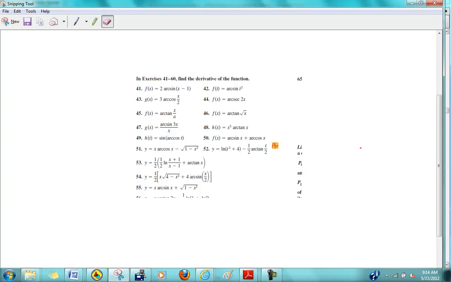Okay, what did we say? 48? Yeah. Okay. So h prime, you're going to use a product rule. So keep arctangent alone and then do x squared. So that gives you a 2x arctangent x. Then keep x squared alone and differentiate arctangent x. So what's the derivative of arctangent x?